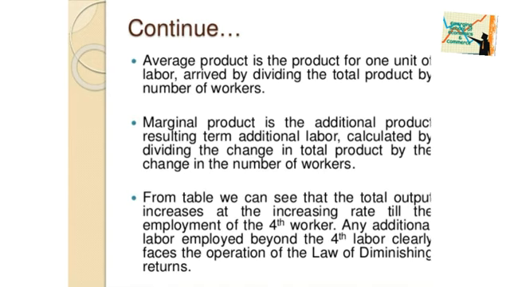Average product is the product per unit of labor, derived by dividing the total product by the number of workers. Marginal product is the additional product resulting from additional labor, calculated by dividing the change in total product by the change in the number of workers. From the table, we can see that the total output increases at an increasing rate till the employment of the fourth worker. Any additional labor employed beyond the fourth clearly faces the operation of the law of diminishing returns.